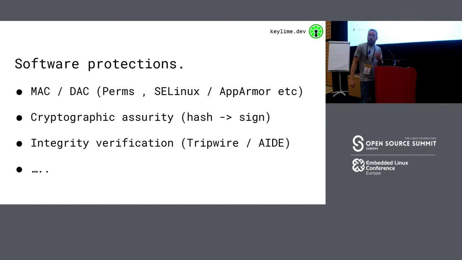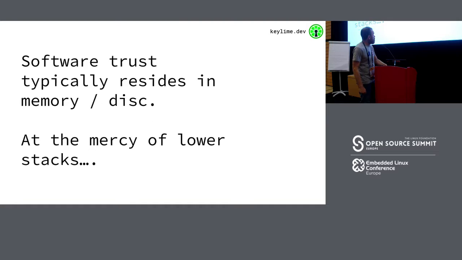And there's many. I mean, we could go on all day about the various software security solutions that there are. But again, the problem is the software trust resides either in the memory or on the disk. So if there's a private key, that will be resident in the memory or it'll be on a disk. And so that can be accessed, it can be tampered with, it can be spoofed and so forth. And then the other aspect is you're at the mercy of the lower levels of the stack. So what do I mean by that?